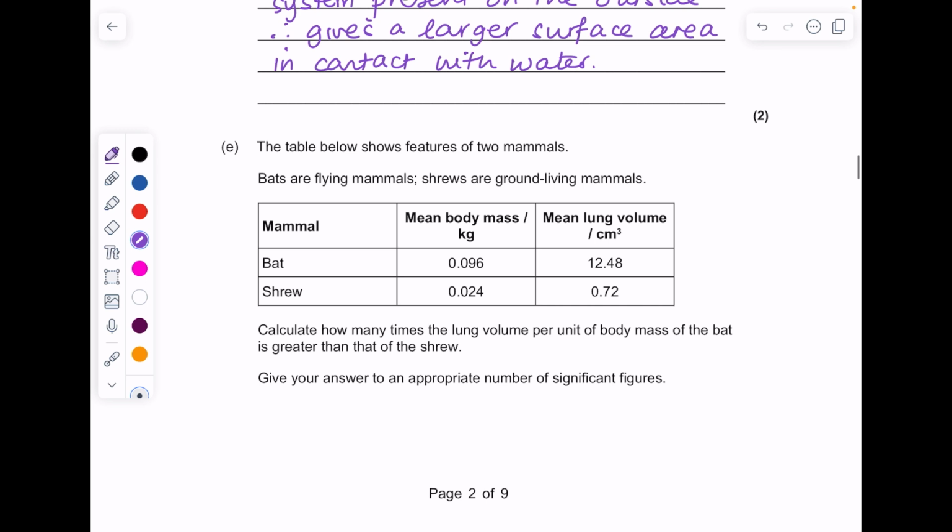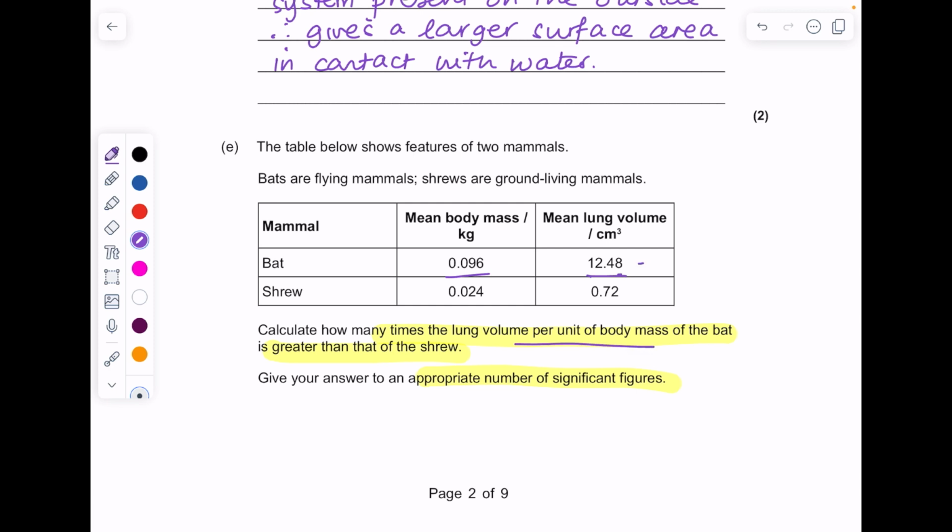The table below shows features of two mammals. Bats are flying mammals, shrews are ground-living mammals. Calculate how many times the lung volume per unit of body mass of the bat is greater than that of the shrew. Give your answer to an appropriate number of significant figures. So we need our answer per unit of body mass. So although we're looking for volume, we need to divide that volume by the mean body mass in order to get our answer per unit of body mass.